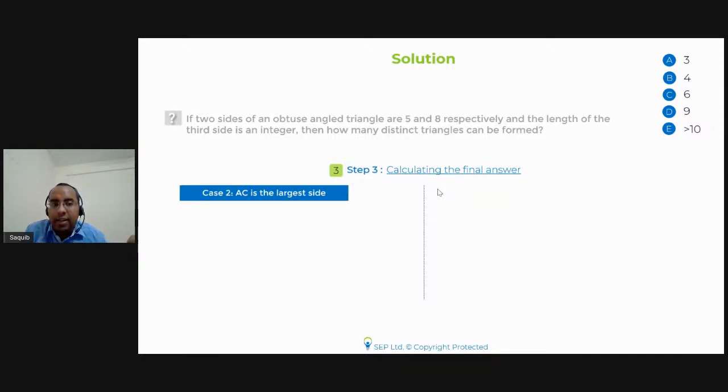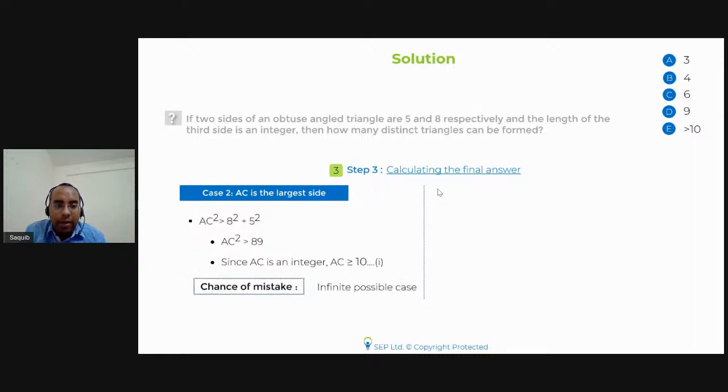If AC is the largest side, then in that case, AC square would be 8 square plus 5 square, the other two sides' squares. Now, again, it's an integer. So obviously, AC has to be greater than or equal to 10. And again, you might end up marking E, thinking, hey, AC is greater than or equal to 10, it is the largest side, so infinite values possible. So those of you who marked E might have made this mistake.